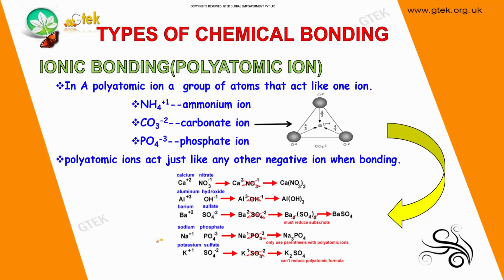So a polyatomic ion is a group of atoms that acts like one ion. NH4 is the ammonium ion, and you can see here plus 1. CO3 minus 2 is the carbonate ion. PO4 is the phosphate ion.